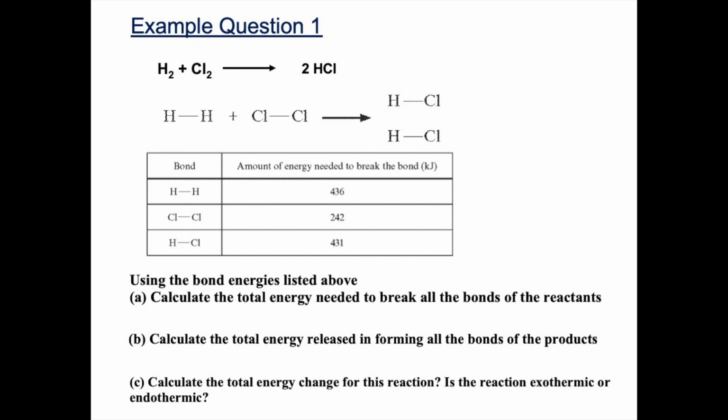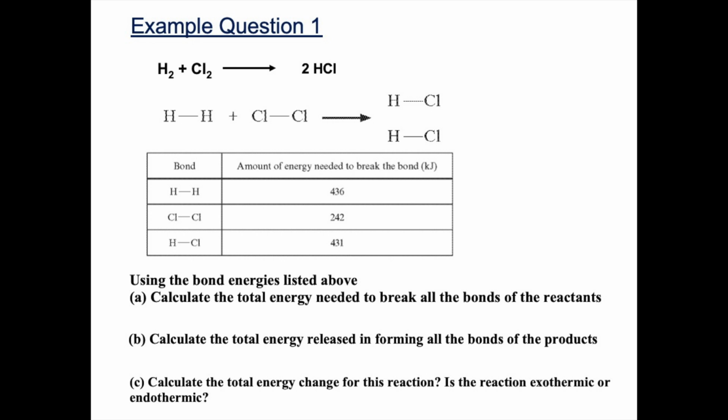So let's look at example question 1. In this question we have hydrogen reacted with chlorine to form two HCl molecules, and I've drawn out hydrogen, chlorine and hydrogen chloride in a form that allows me to see all the bonds present. The table shows the bond energy data: an H-H single bond requires 436 kilojoules to break it, a Cl-Cl single bond requires 242 kilojoules to break it, and an H-Cl bond requires 431.